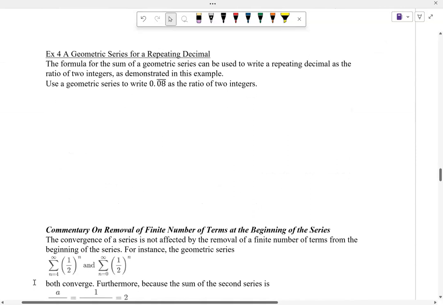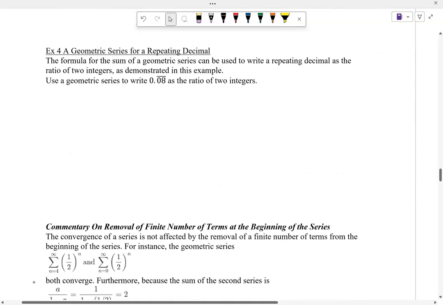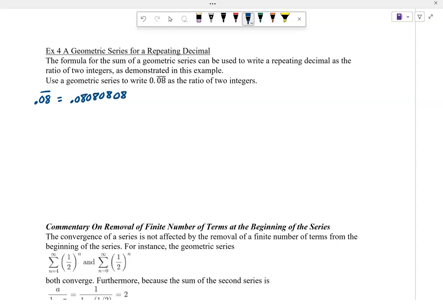This next one might be my favorite geometric series. This is a geometric series for a repeating decimal. So, if you think about 0.08 repeated, that's 0.08080808, and so on. Well, if I write that as 8 hundredths, or 8 over 10 squared, and I add in 0.0008, or 8 ten-thousandths, so 8 over 10 to the 4th, and then I add in 8 over 10 to the 6th, that'd be 8 over a million.